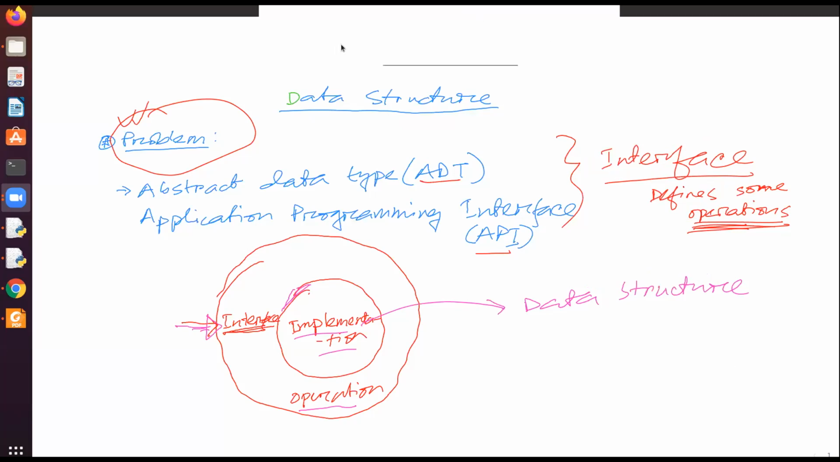Okay, so let me discuss about it in a different way. Let me take a new whiteboard. Okay, so here we have interface or ADT or API. Actually, ADT is used by the people who are in the algorithm world, and API is used by the people who are actually programmers.